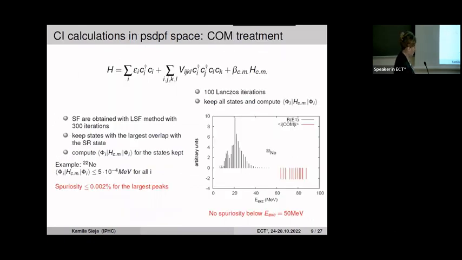Okay, so each time I present this calculation, somebody asks me, what do you do about the center of mass? So I prepared my answer. And what do we do about the center of mass? I always have this question.